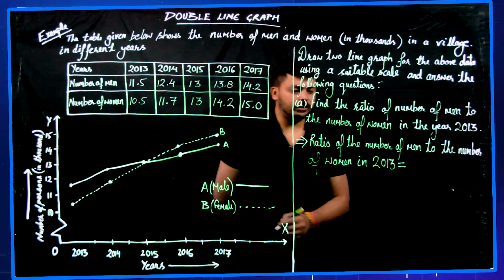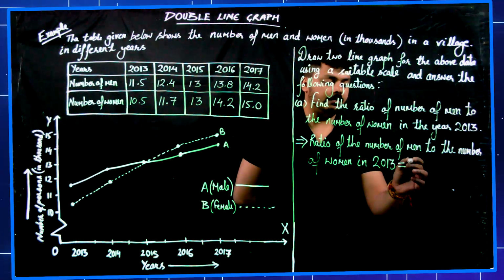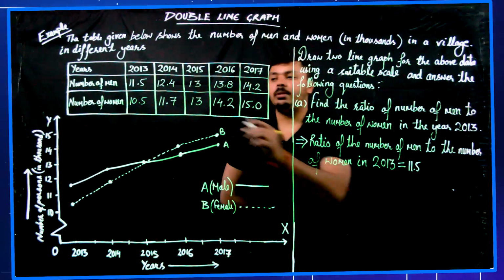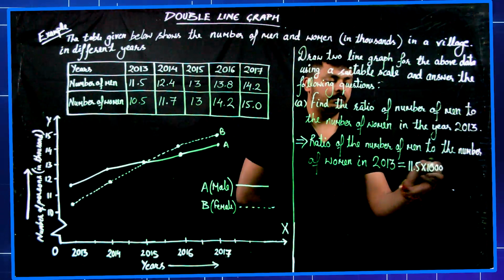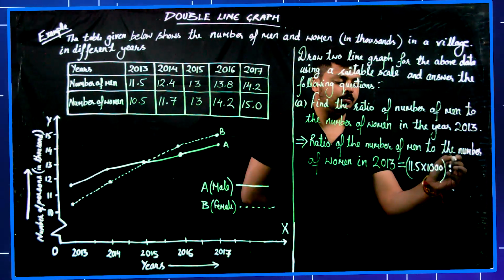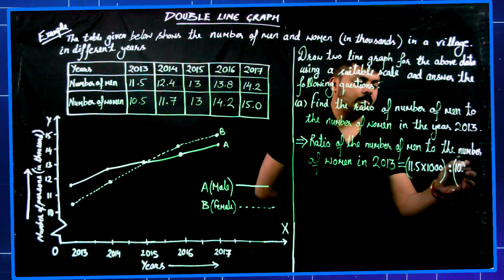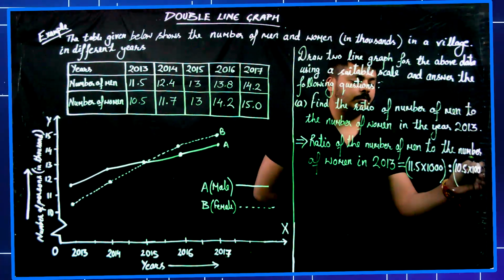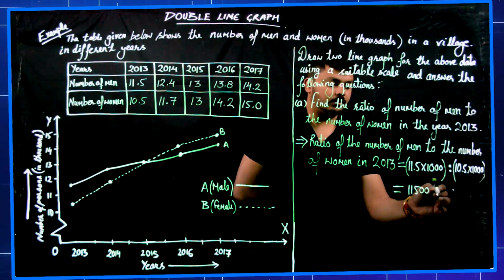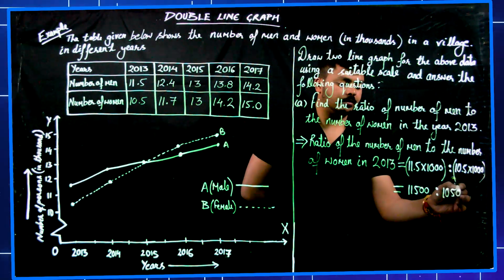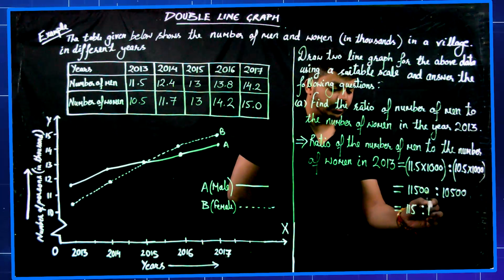So the ratio of the number of men to the number of women in 2013 equals, the number of men were 11.5 and we need to multiply by 1000 as they are in thousands, is to the number of women in 2013, which was 10.5 multiplied by 1000. That gives 11,500 is to 10,500.